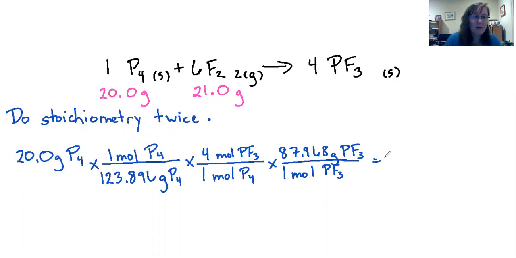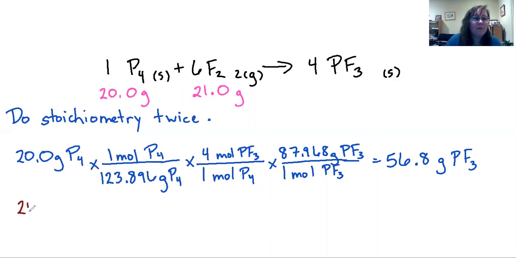Okay, so now I work through this, and I have 20 times 4 times 87.968 equals, and then I divide that by 123.896. And I get 56.8 grams of PF3. Great, okay. Now I do the stoichiometry again with my other reactant.